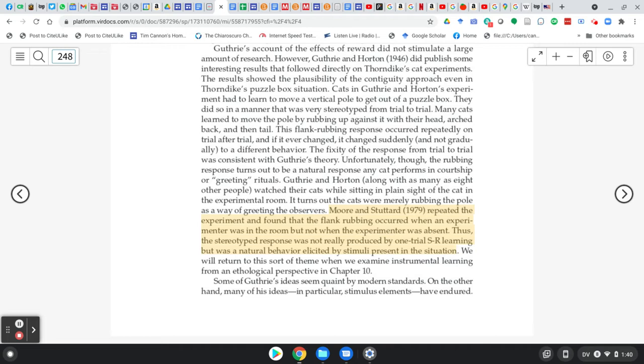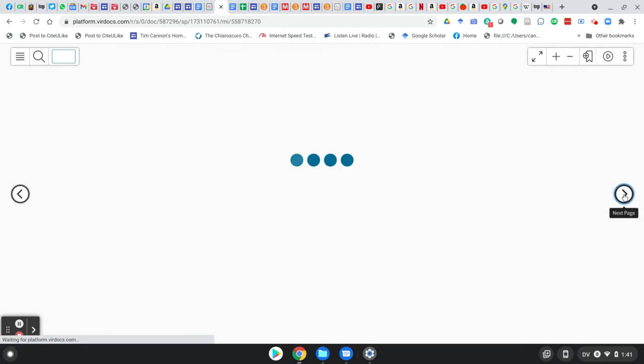That flank rubbing, if you've been around cats, you know that that's what they do. So apparently, some basically built-in behaviors can make trouble for your research, and that's a nice little discussion of that there.